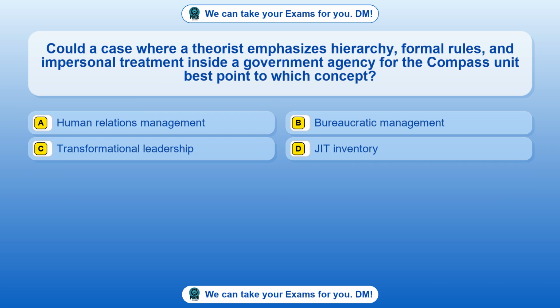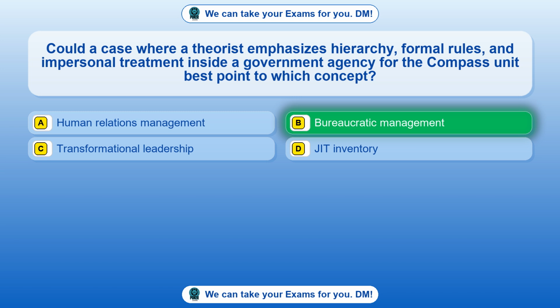Question 33. Could a case where a theorist emphasizes hierarchy, formal rules, and impersonal treatment inside a government agency for the Compass unit best point to which concept? Option A, human relations management. Option B, bureaucratic management. Option C, transformational leadership. Option D, JIT inventory. The correct answer is option B, bureaucratic management.